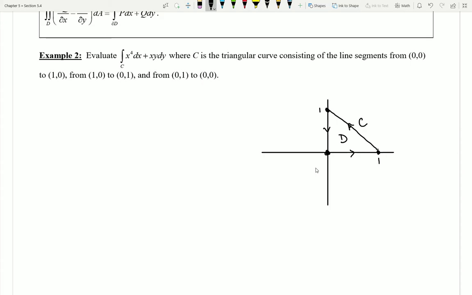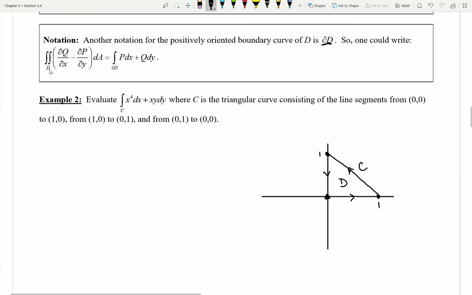So if I wanted to go ahead and try to apply Green's theorem, I'm going to first have to notice some of the initial setup with Green's theorem. Notice I have Green's theorem listed here. Notice that the function in front of the dx is my P, and the function in front of my dy is my Q. So I can see down here that x to the 4th is P, and xy is playing the role of Q. So I'm going to go ahead and write this.